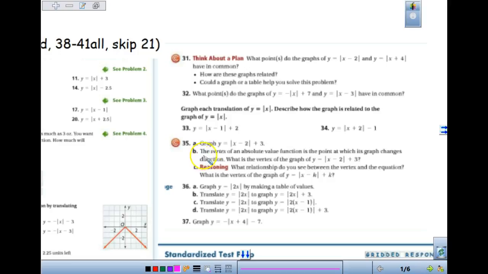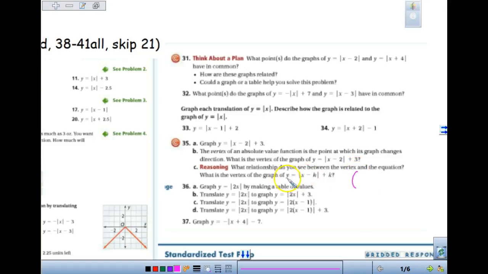In 35, it says to graph it. The vertex absolute value, and it just asks you which is at which its graph changes, what is the vertex of that point, giving your reasoning. And so now you're looking at this form of the equation in 35. So in 35, I want you to take a look. The h is our which coordinate?